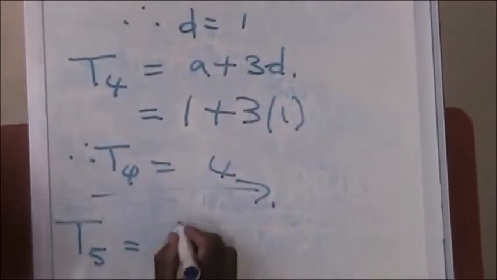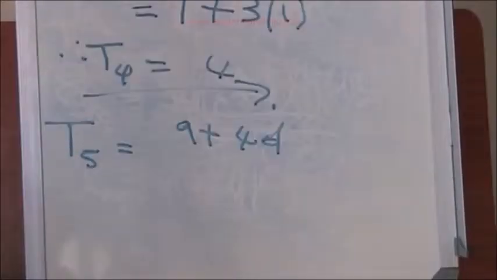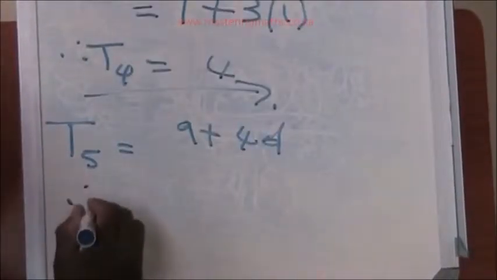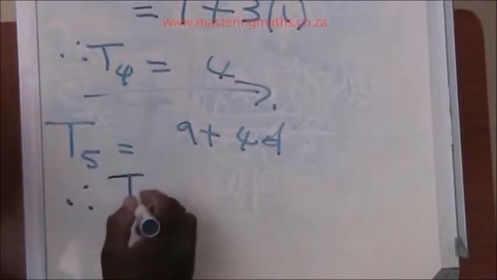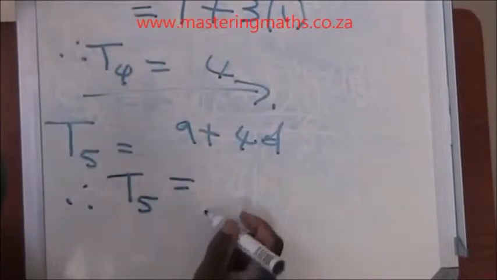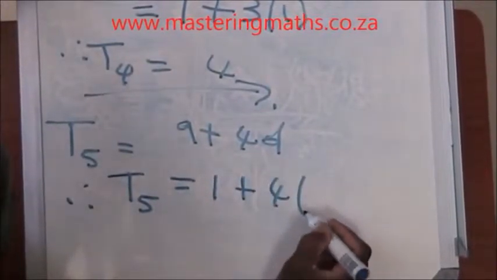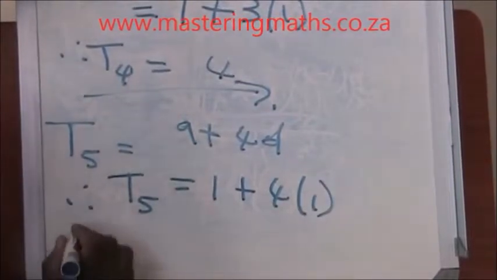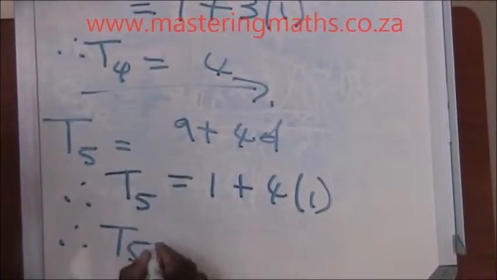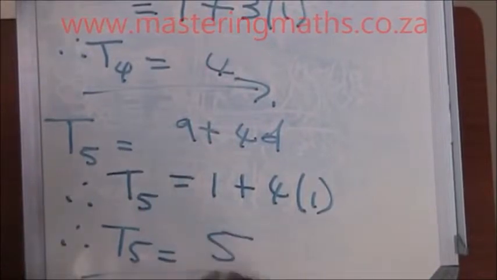T5 is equal to A plus 4D. Therefore, T5 is equal to the value of A, which is 1, plus 4 into the value of D, which is 1. Therefore, T5 is equal to 1 plus 4, which is equal to 5.